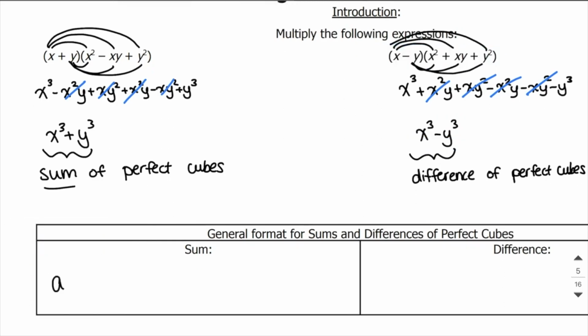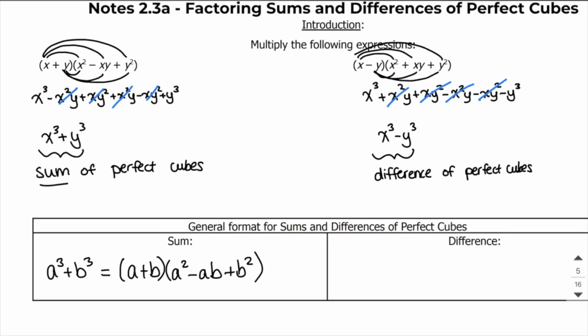So what does this mean? If I want to factor a cubed plus b cubed, and I'm using a and b instead of x and y, just because that's typically how it's used, but you can use any variables you want, it will look like a plus b, just like we have right here, x plus y, times a squared minus ab, just like we had minus xy, plus, instead of y squared, it will be b squared. So this right here is the factored form.